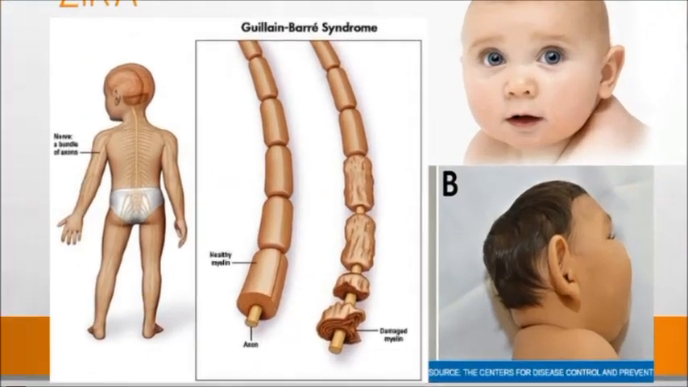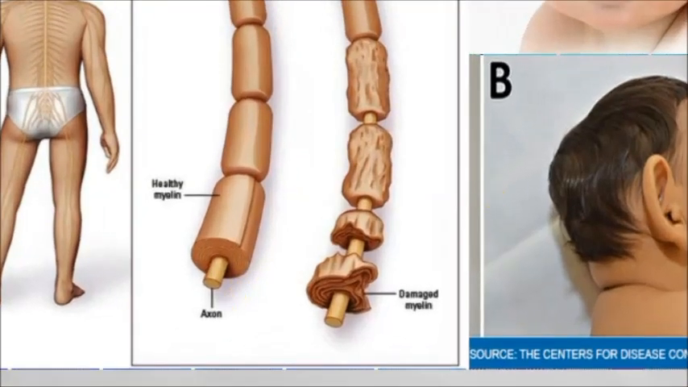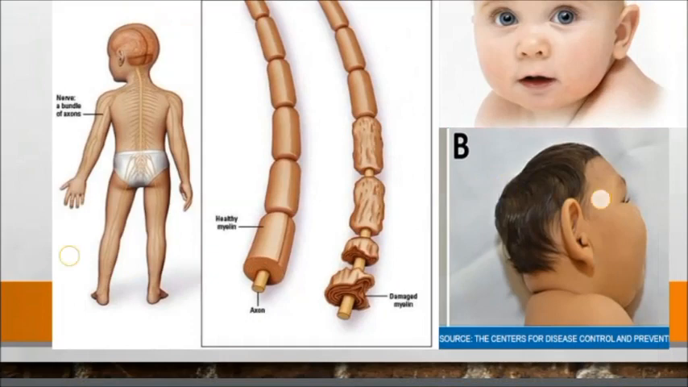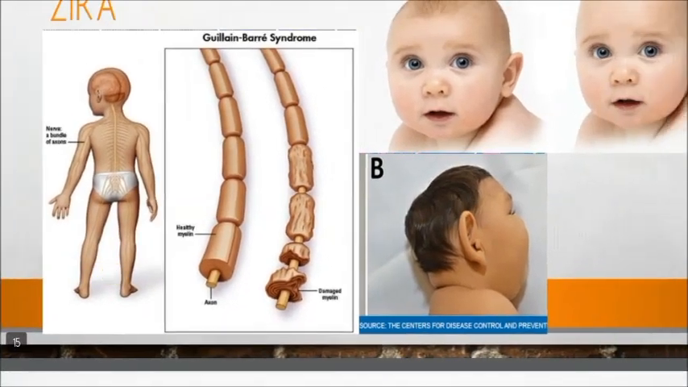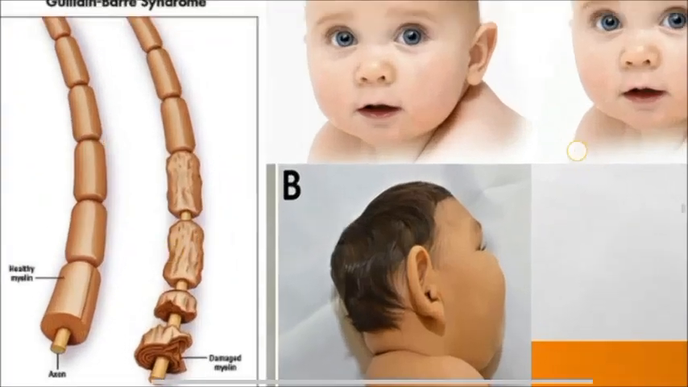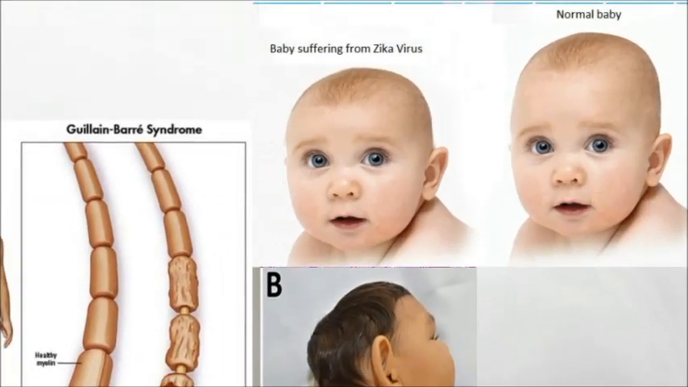Here is Guillain-Barré syndrome. This is the damaged myelin. This is the healthy myelin. So there will be a decrease in muscle growth. And here is a baby suffering from Zika virus. Decreased size in the head.